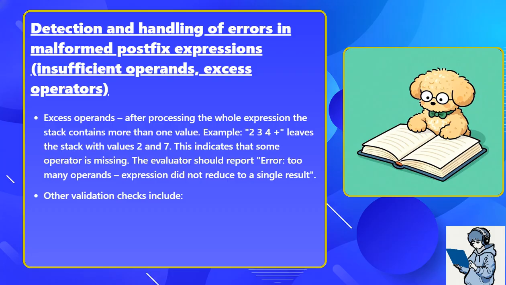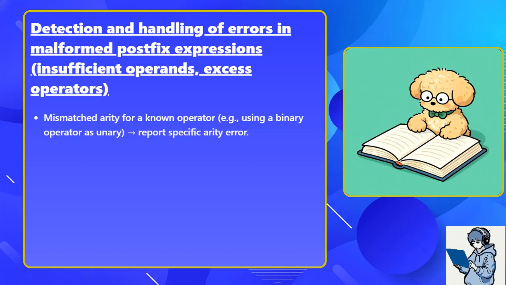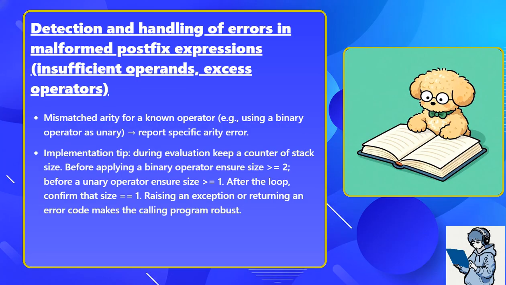Other validation checks include: unknown symbols, neither operand nor defined operator, report invalid token. Mismatched arity for a known operator. For example, using a binary operator as unary, report specific arity error. Implementation tip: during evaluation, keep a counter of stack size. Before applying a binary operator, ensure size is greater than or equal to 2. Before a unary operator, ensure size is greater than or equal to 1. After the loop, confirm that size equals 1. Raising an exception or returning an error code makes the calling program robust.